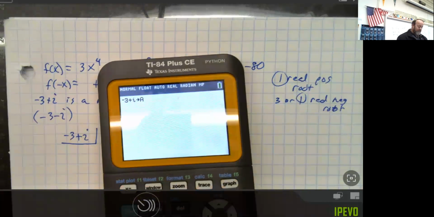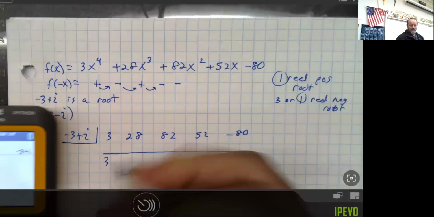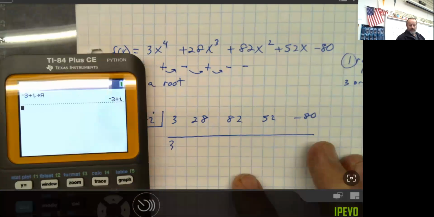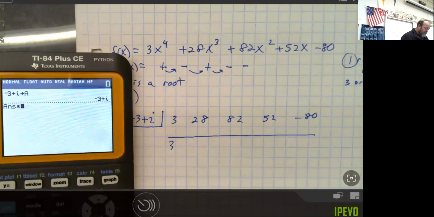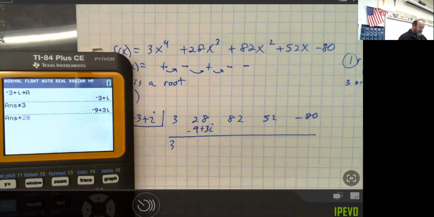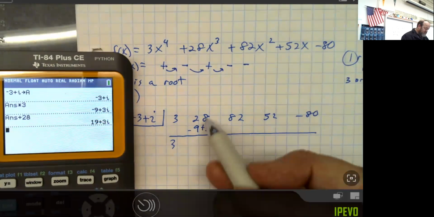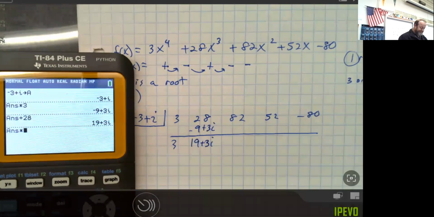So in my math, I'm going to drop the 3. I'm going to take 3 times A, and I've got -9 plus 3i. I'm going to add 28 to that, because in synthetic division we simply add. Multiply again.